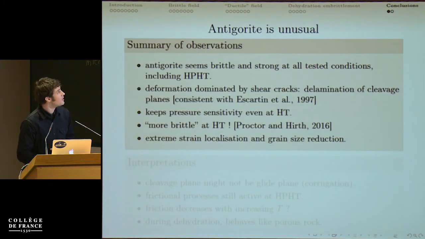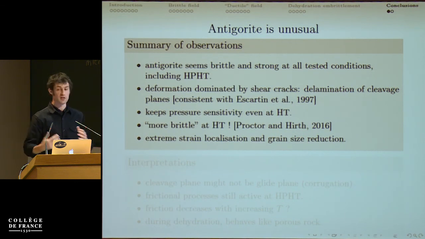So to conclude, antigorite is a very unusual material. It seems brittle and strong at all tested conditions, including high pressure and high temperature. Deformation is dominated by shear cracks and delamination of cleavage planes. That's consistent with pre-existing data from Escartin. And we keep the pressure sensitivity even at high temperature, within the stability field, of course. And it's even more brittle at high temperature, which is even more puzzling. So we think that there's an effect of internal friction, but it's not completely clear at this stage.